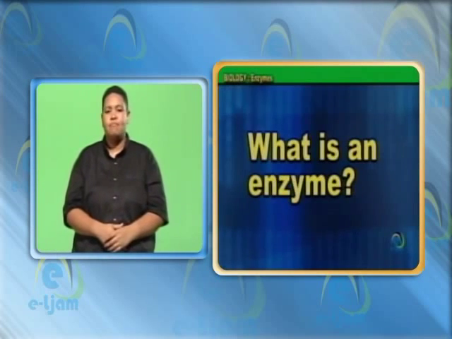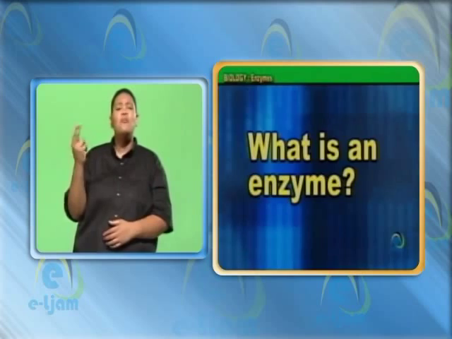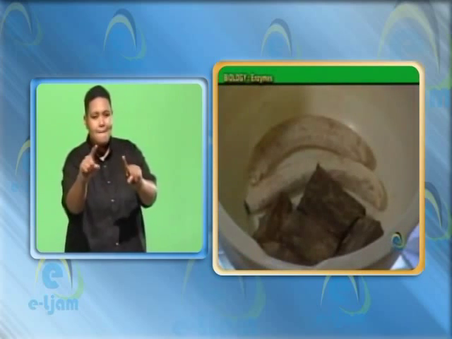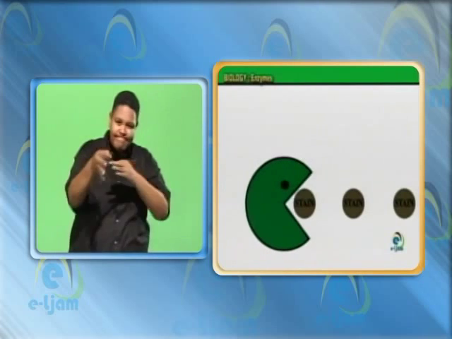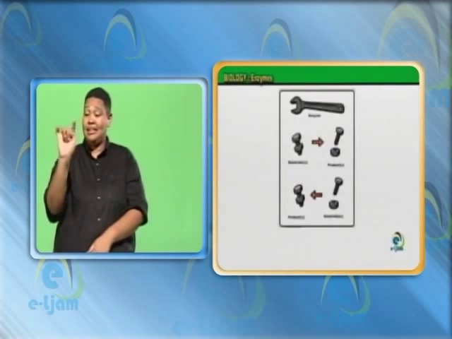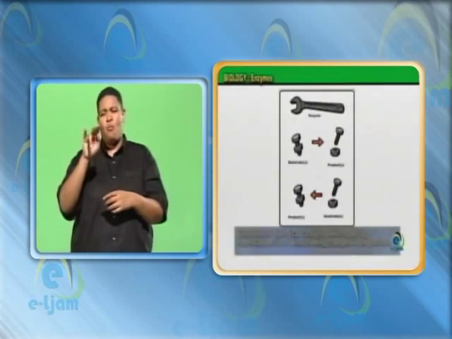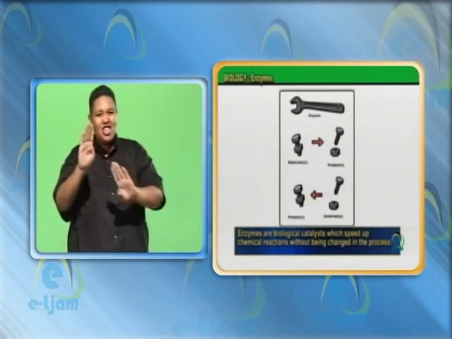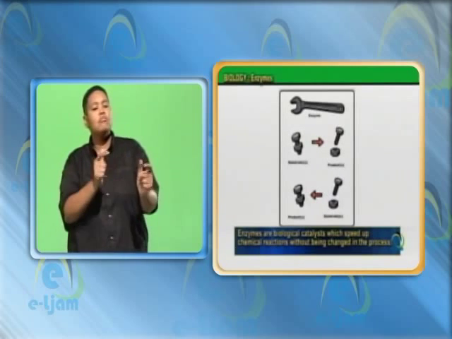So far, the term enzyme has been used to describe a substance that is involved in chemical reactions. Let us get deeper into how these substances actually work. Enzymes are proteins made by living cells. In other words, they are biological catalysts which speed up chemical reactions without being changed in the process.